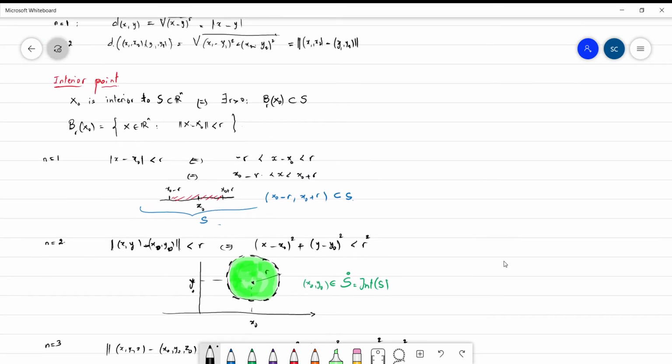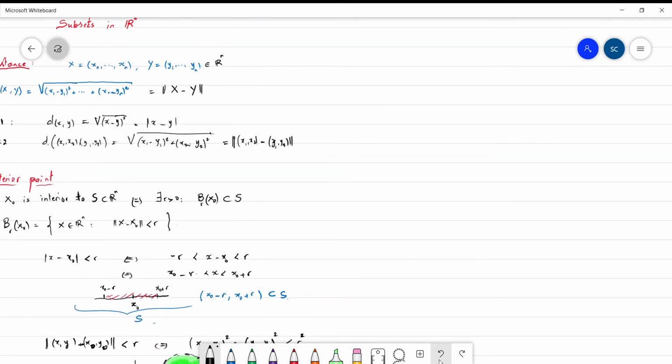And then we have the category of closed sets. A closed set: we have the characterization that S is closed if and only if the complement of S is open. Then we characterize boundary points.